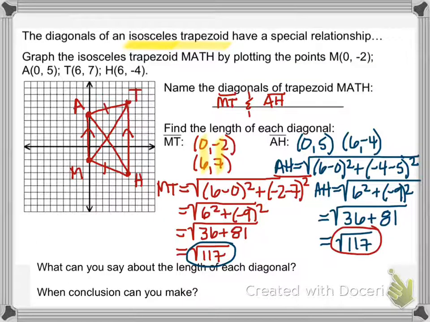So what could we say about the length of each diagonal? They are congruent. And this is another really important property of isosceles trapezoids. So the legs are congruent and the two diagonals have the same length. Okay, so diagonals are congruent. This is the conclusion that we can make. Diagonals in an isosceles trapezoid are congruent.